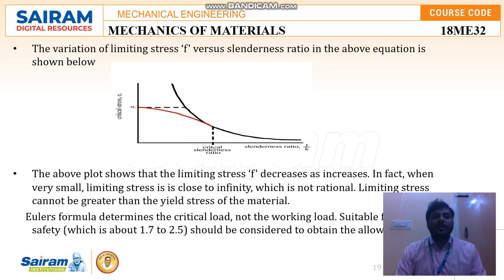Now, Euler's formula determines the critical load, not the working load. The Euler formulas we identified for the different conditions give the critical load, but we cannot consider that as a working load. That is the reason we always find a suitable factor of safety for all materials or components. For Euler's derivation, a factor of safety of 1.7 to 2.5 should be considered to obtain the allowable load. This is how we can identify the limiting stress versus slenderness ratio.